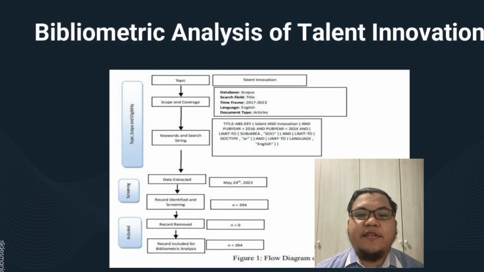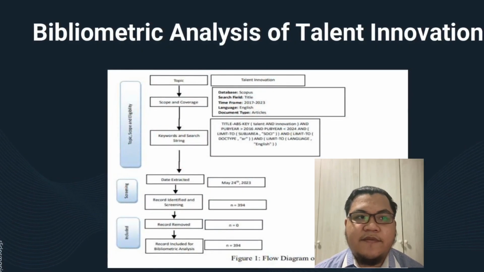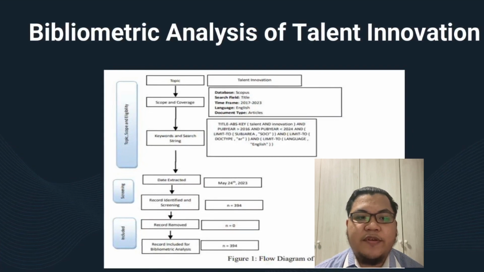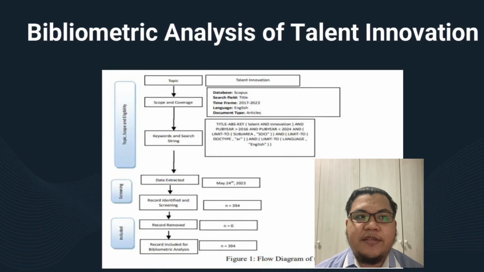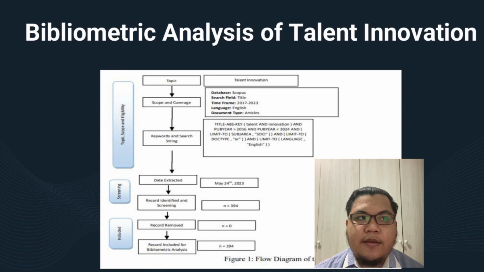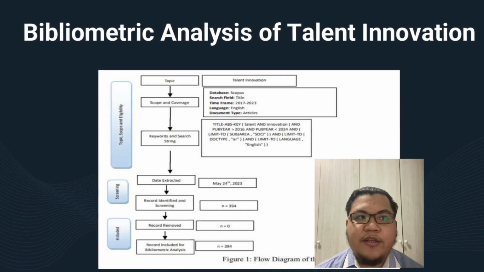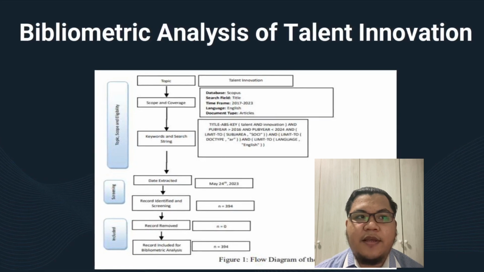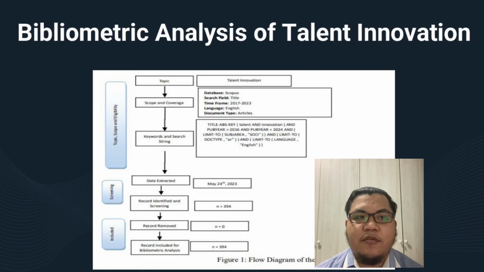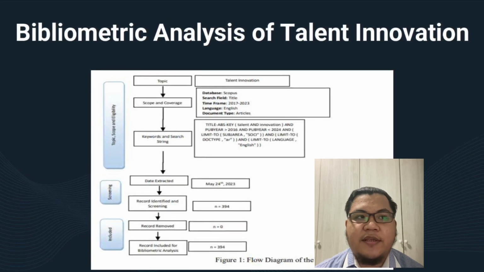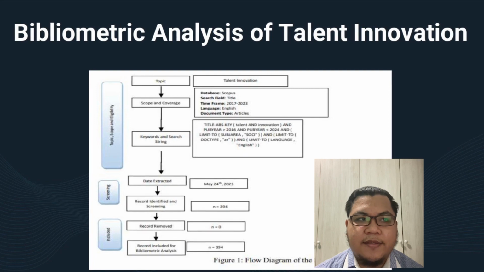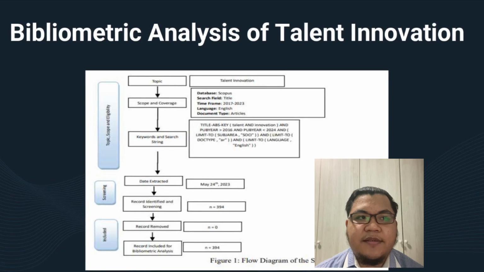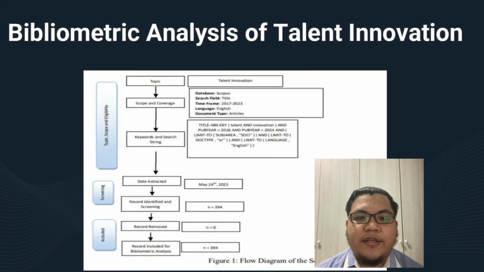So for bibliometric analysis of talent innovation, there are several methods that need to be taken. For topics, the two keywords input in the search query are talent and innovation. The scope and coverage for the search query: the database is Scopus, the search field is title, the time frame is 2017 to 2023, the language is English, and the document type is articles. The subject area is focused on social science.